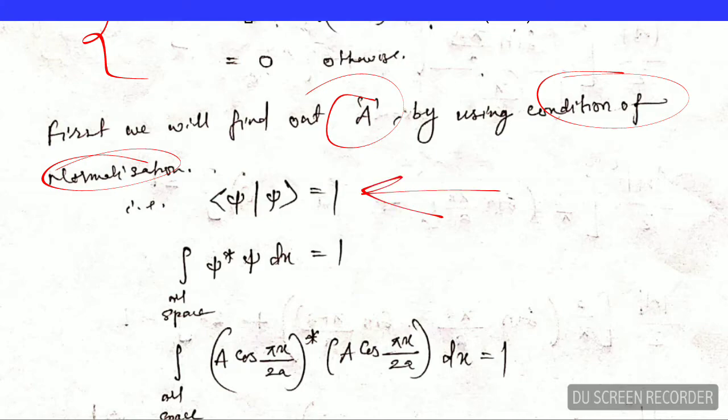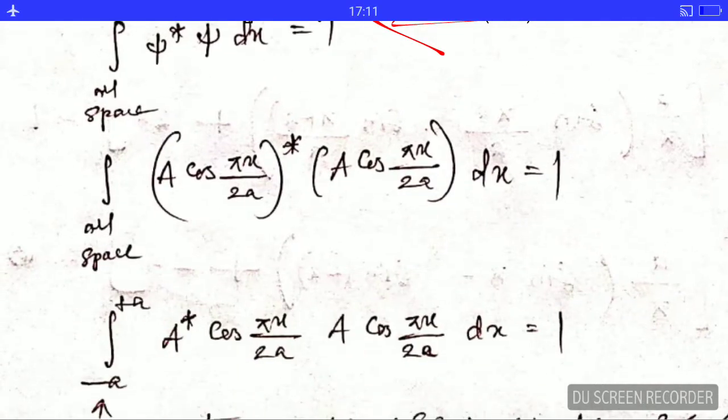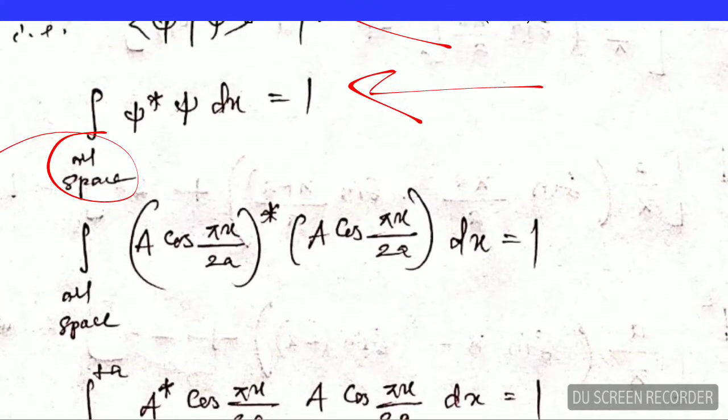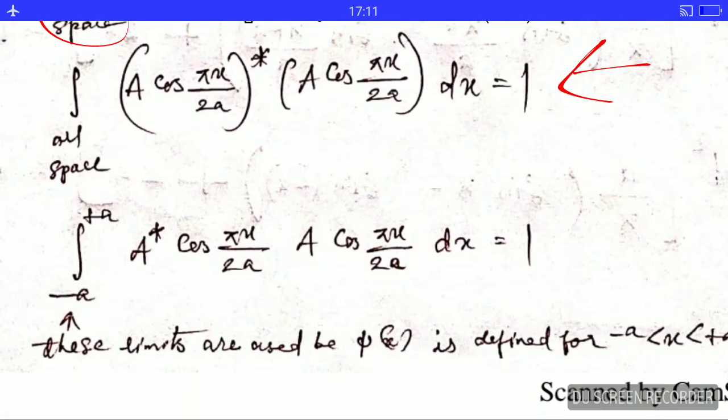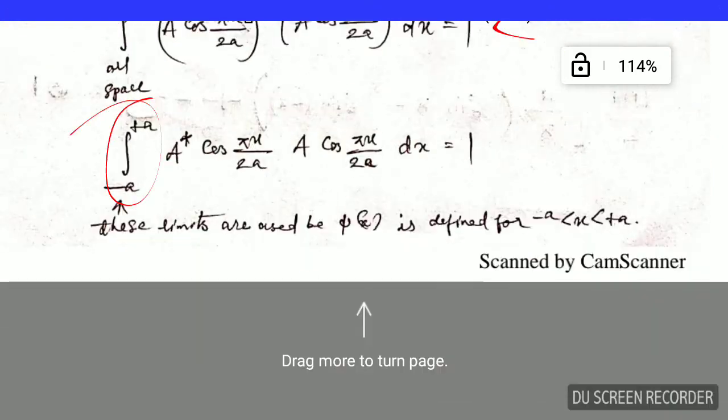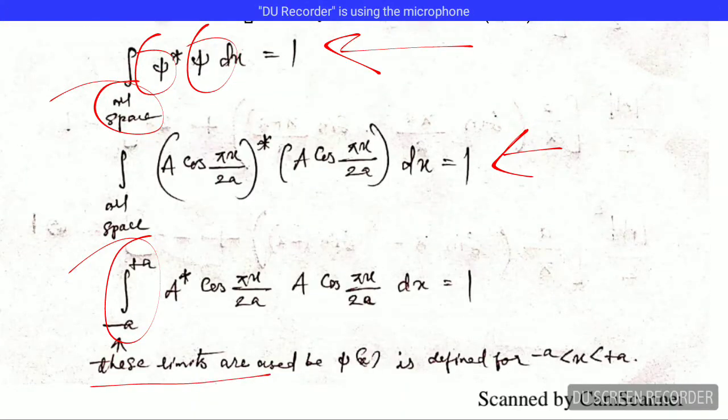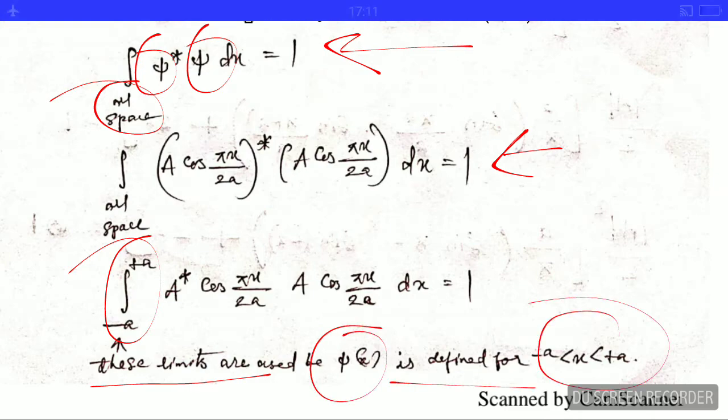Okay, so this is written in this integration form like this. This is the all space. Okay, and we will take the proper limits. Okay, now at this point I have substituted the value of this psi. Okay, so at this point I have taken these limits properly. Okay, so you can read it. These limits are used because psi are defined for this range of x only, as it was given in the question.